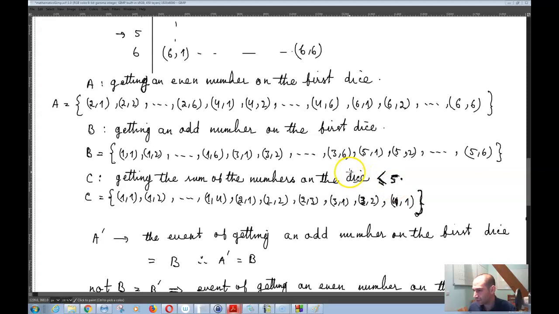It says, for example, A and B are mutually exclusive. So, of course, A is getting an even number on the first dice, B is getting an odd number on the first dice, and of course they are mutually exclusive because these two sets have no outcomes in common, meaning that A intersection B is equal to the null set, so they are mutually exclusive.